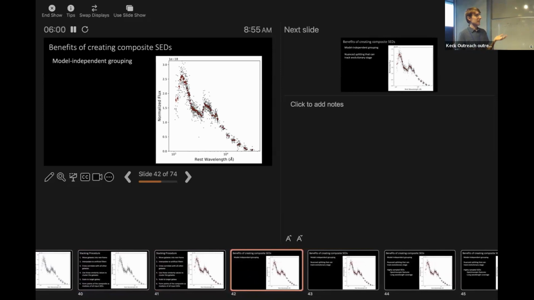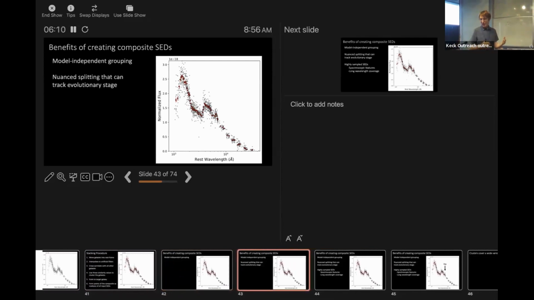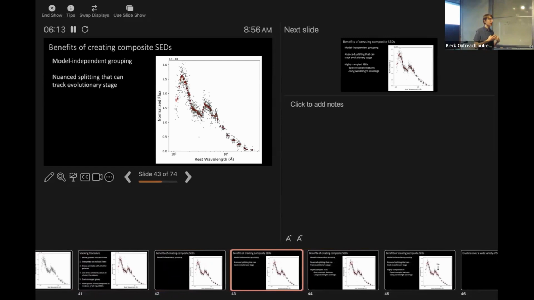So these have been great. It's sort of a model independent grouping. We're not assuming anything about their mass, their star formation rate. All we're assuming is that they have similar SED shapes. And as I was saying before, these SED types can span various evolutionary stages. You can get high mass groups that maybe are starting to quench their star formation. You can have maybe starburst galaxies that would all have a similar SED.